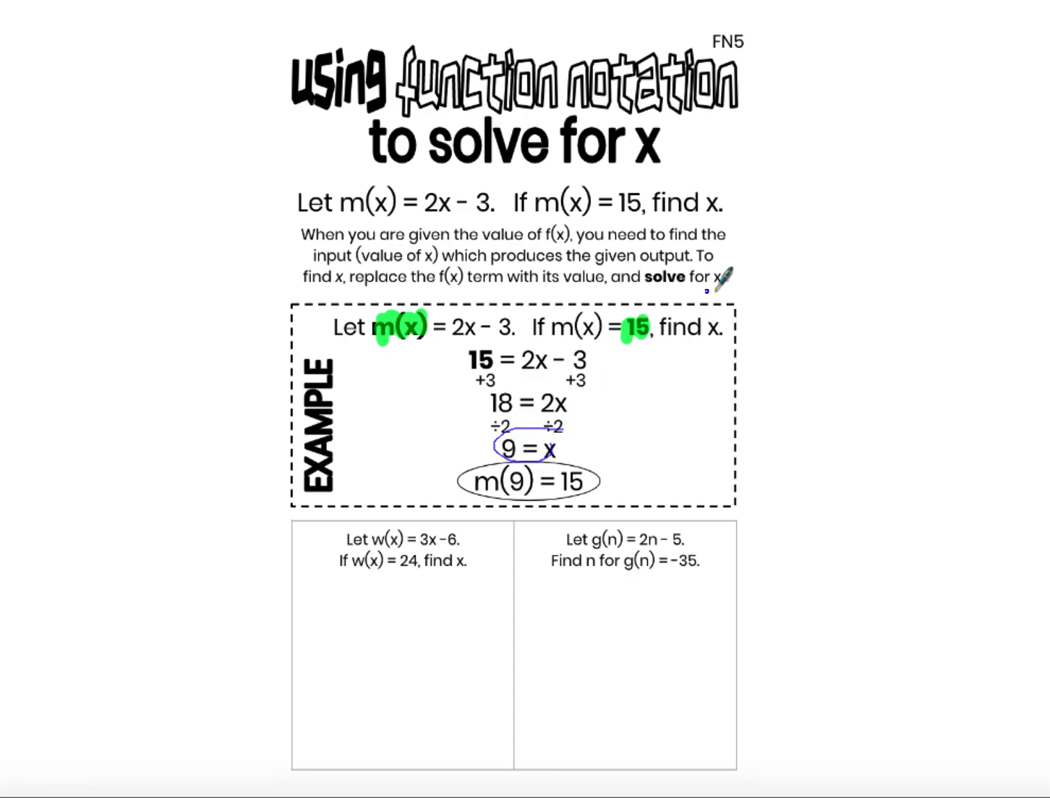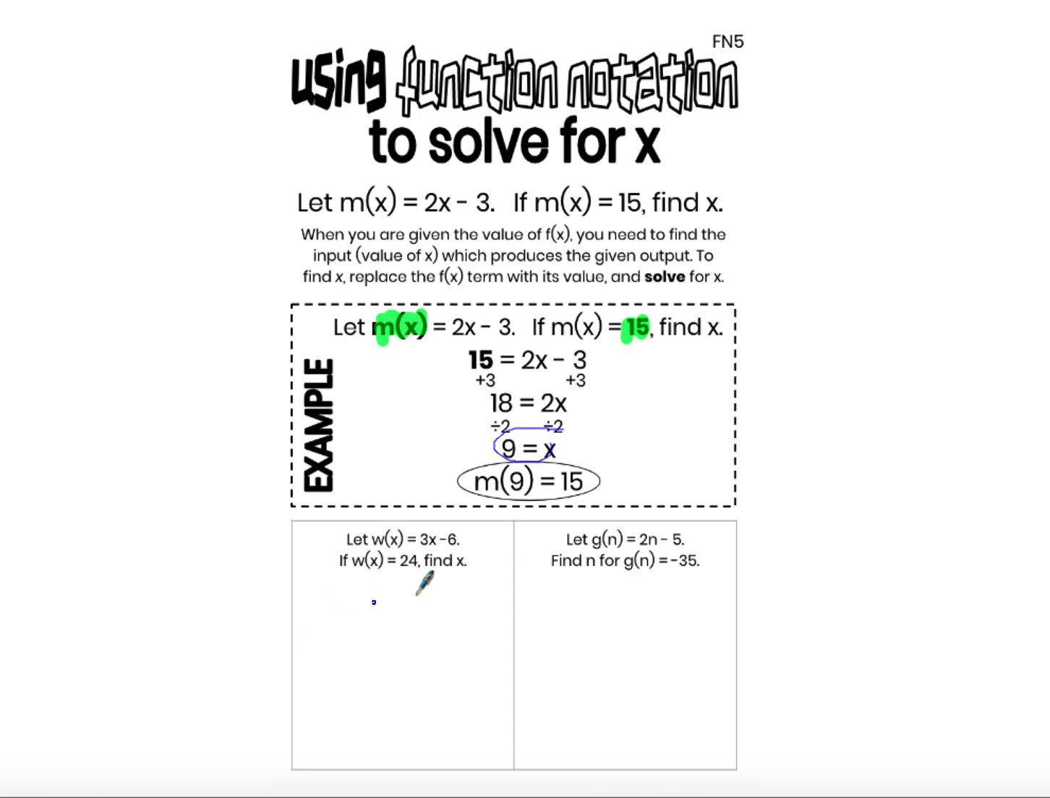X equals 9. I was asked to find x, and x is 9. I can also write the entire statement, m of 9 equals 15, and that is a very complete answer because it tells me a lot of information. It tells me that given an input of 9, my function m gives me an output of 15. Let's go ahead and check that that's true. Input of 9, 2 times 9 is 18, minus 3 is 15. Yep. Given an input of 9, my function m gives me an output of 15.